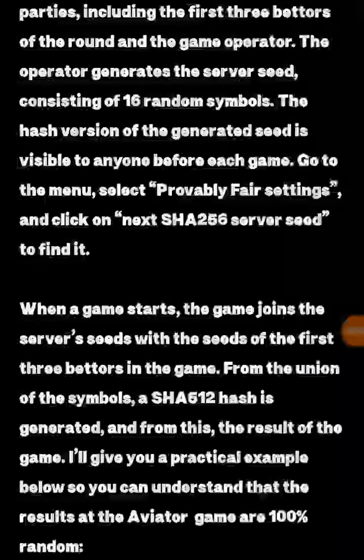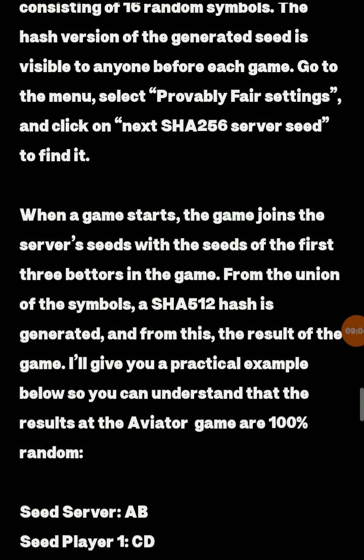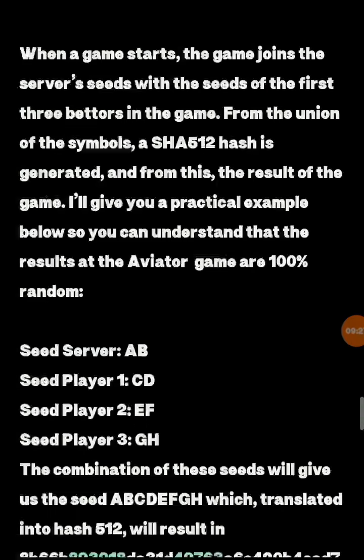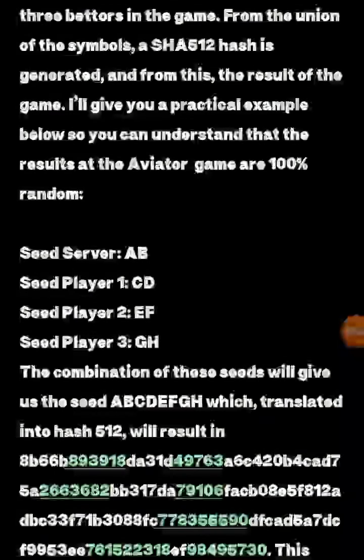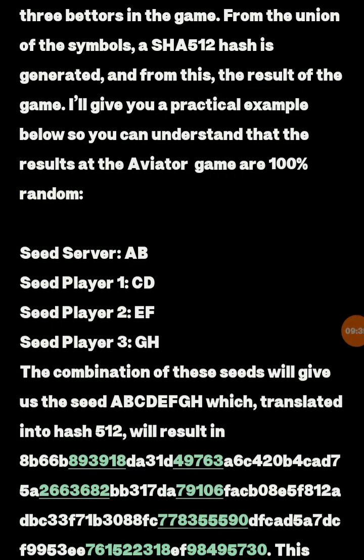I'll give you a practical example below so you can understand the results of the Aviator game are 100% random. Seed server AB. That's the seed server, the game server. Then the next is seed player 1, like me, CD. Then it's going to be like you, EF. Seed player 3 is GH. So it's completely random. When all 4 of these seeds are combined, it will give you the outcome of the round, which turns into a hash and it translates into a round. This is what's keeping the game moving. This is how you can generate 100x, 500x, 1x, 10x. You understand?